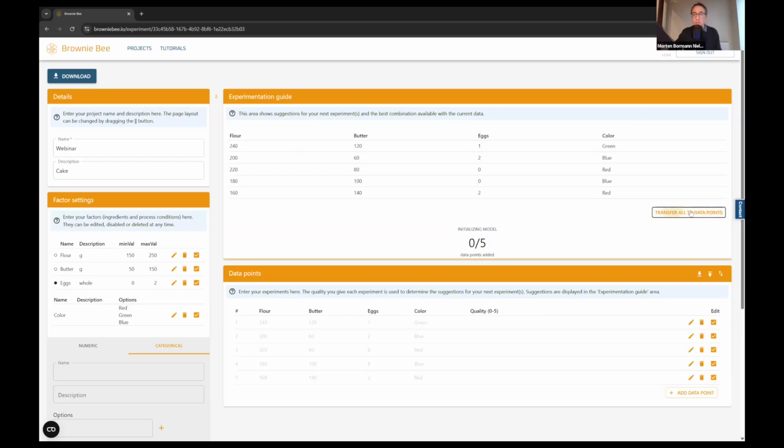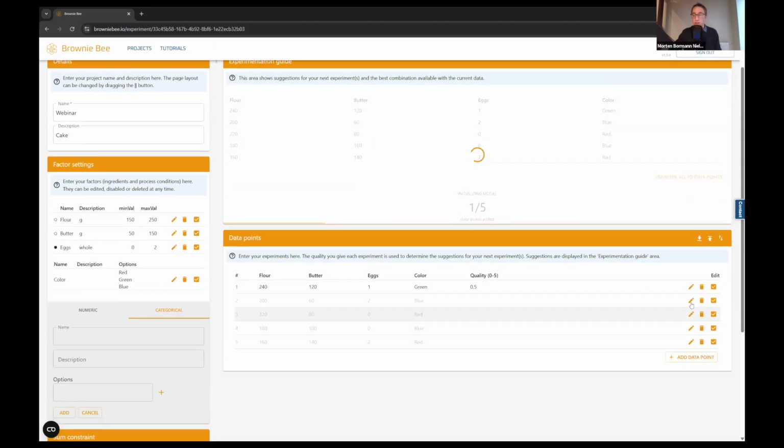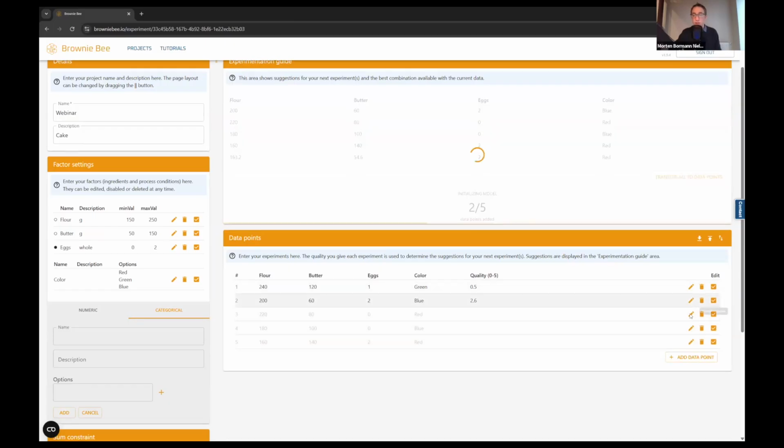But let's say that I'm ready to start experimenting here. So I'll transfer my data points down to the table here. And then I would go out and run experiment number 1, and I would want to score the quality of that result. To help people build the right intuition about this, Brownie B expects you to input a number for quality here. That is, you should simply understand as a number of stars. So if this produced a cake that was really horrible, we will give it a low score. Whereas if we produce a better result, we will give it a higher score and so on.